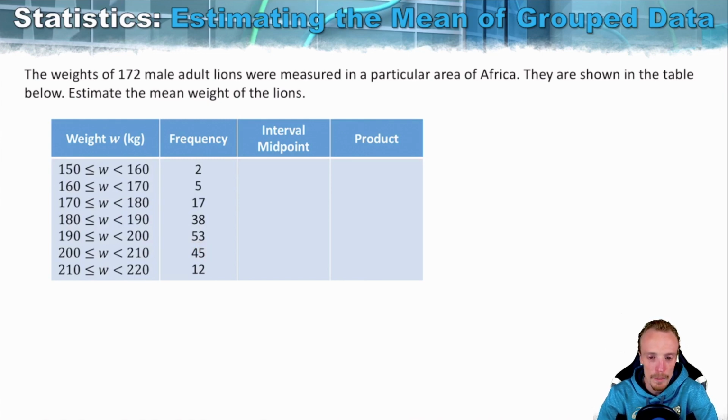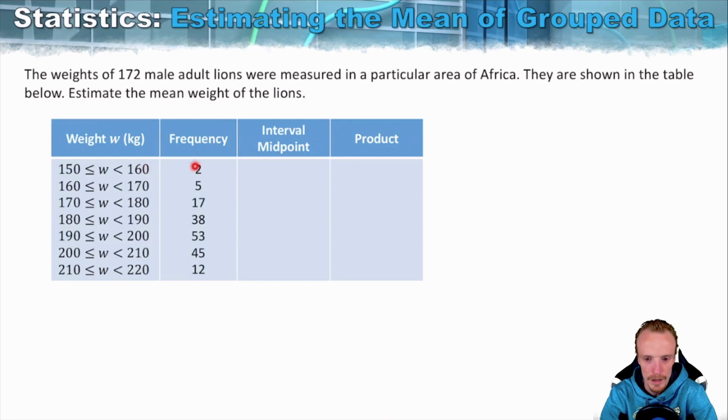What we don't know about any of these individual lions, so let's just take these 2 lions here that were equal to or greater than 150 kilograms, but less than 160 kilograms, is their actual weights. We have no idea what the actual weights of these 2 lions were. They could both have been 150 kilograms. They could both have been 159 kilograms.